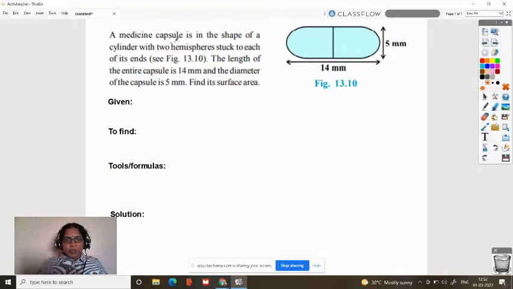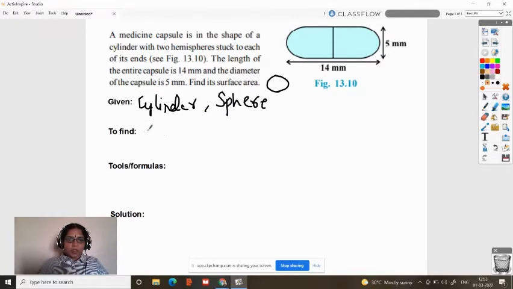So let me read the question. A medicine capsule is in the shape of a cylinder with two hemispheres stuck to each of its ends. I stop here. I do not proceed further at all because I have to understand what all is given to me. A cylinder is given to me. And then two hemispheres are there, one hemisphere and another hemisphere. Together, it becomes a sphere, right? So we consider it as a sphere.